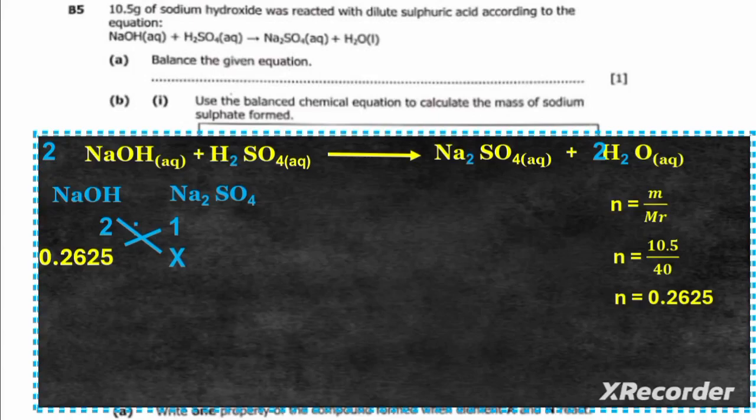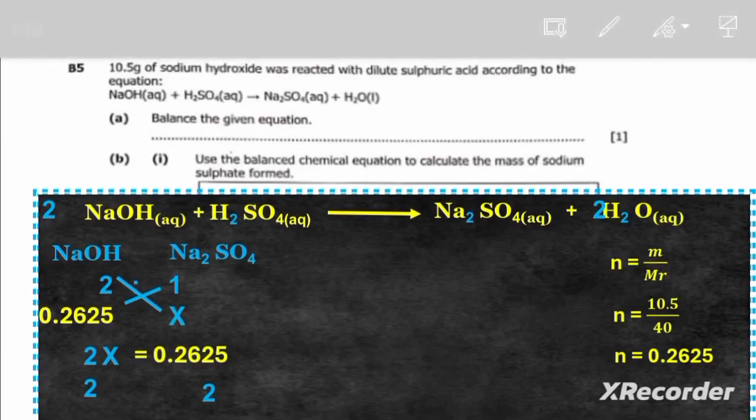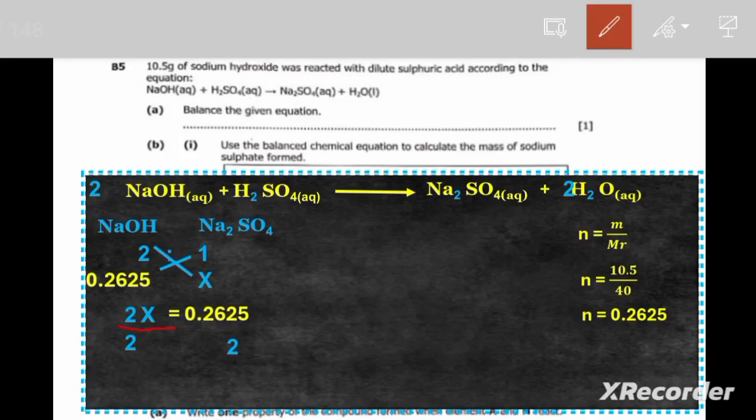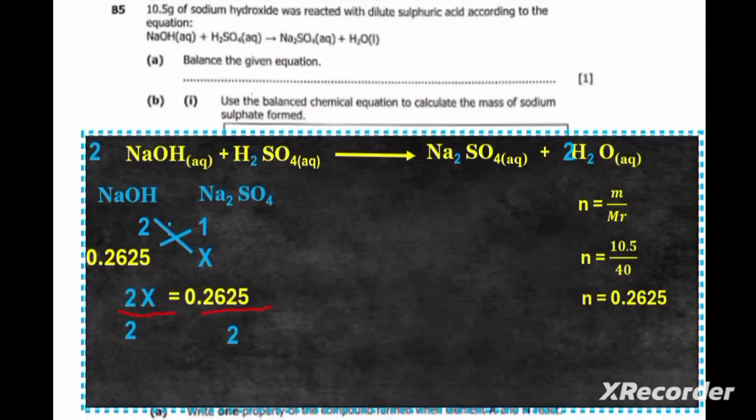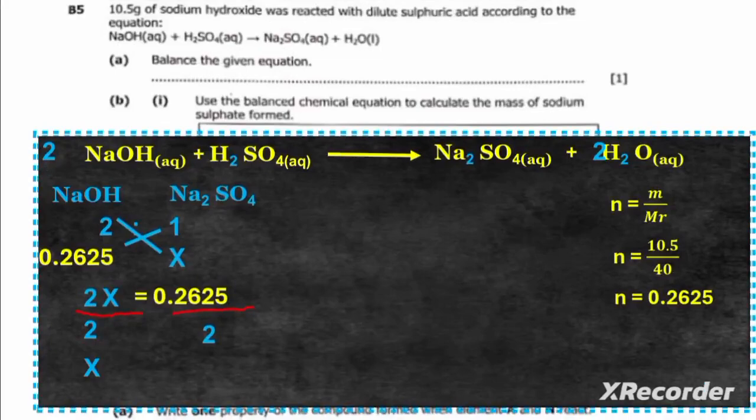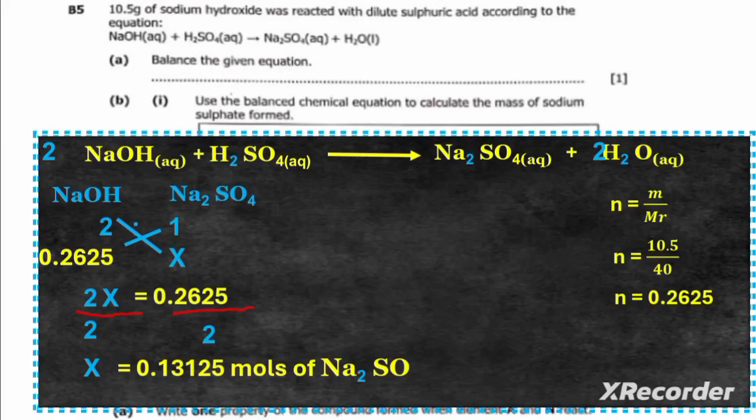We are going to say x, 2 times x, we are going to get 2x. 1 times 0.2625, we are going to get 0.2625. Here divide by 2, even here divide by 2. So this 2 and this 2 cancel, then we are going to remain with x. The value of x is equal to 0.13125 moles of sodium sulfate.